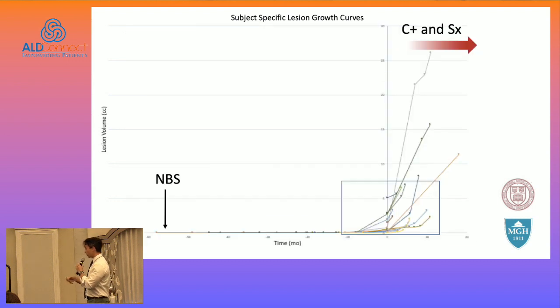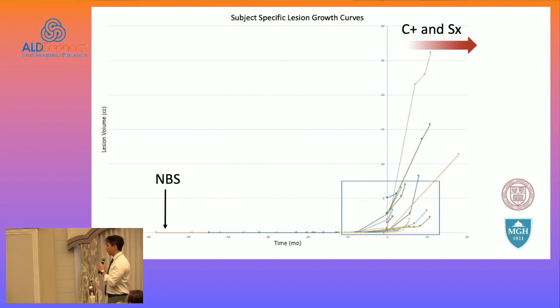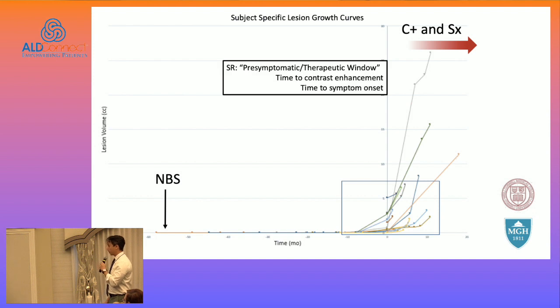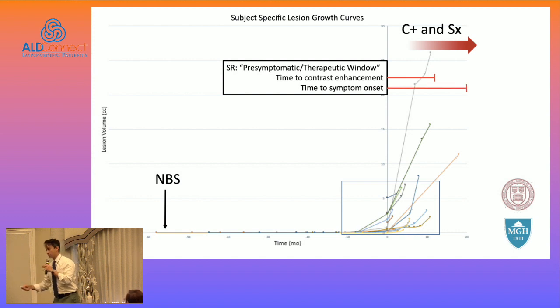So to go back to the 30,000-foot view, Bella has put together and is starting to work on a systematic review, and we're starting to think about questions to ask the data that exists to date, all the publications. And at least my question is, how long do we have? What does the pre-symptomatic therapeutic window look like? What is the average time to enhancement? What is the average time to symptom onset?